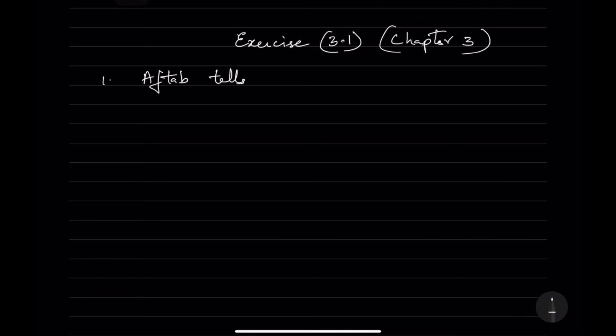Chapter 3, exercise 3.1. I'm going to the first problem. In this problem, Aftab tells his daughter, "7 years ago, I was 7 times as old as you were then.